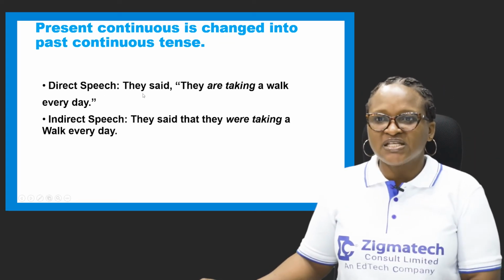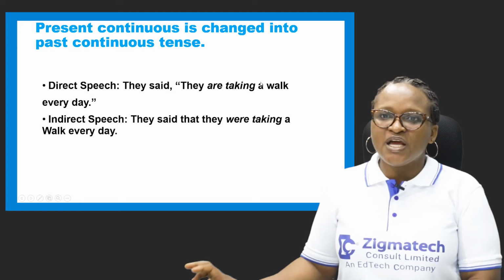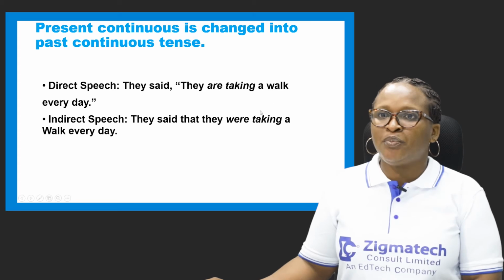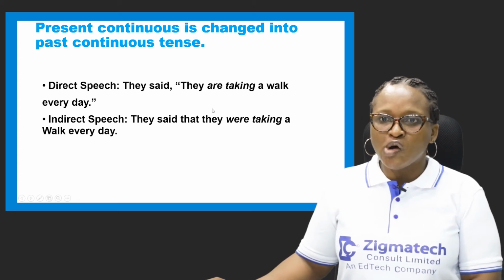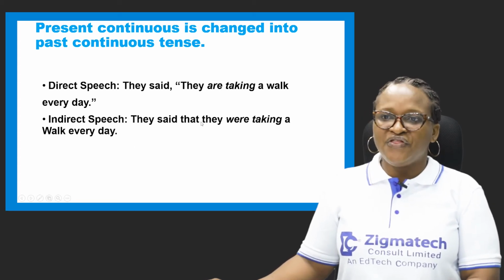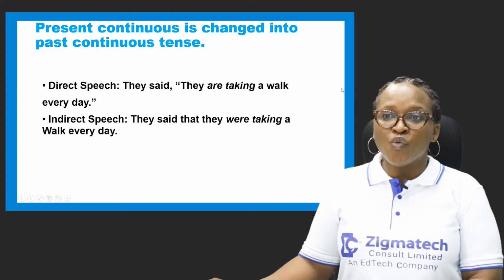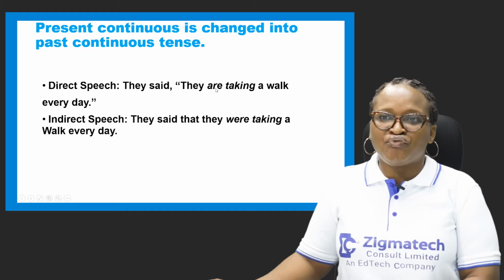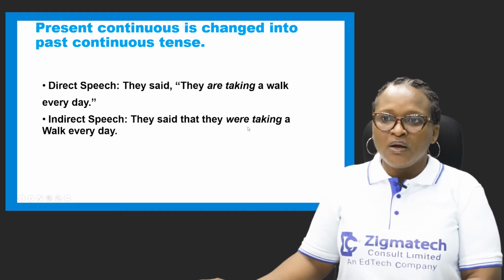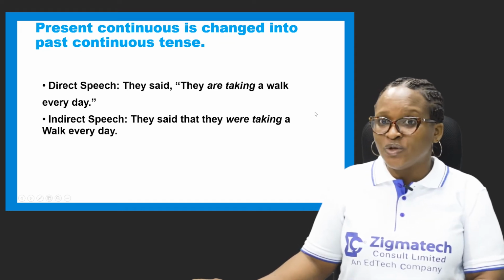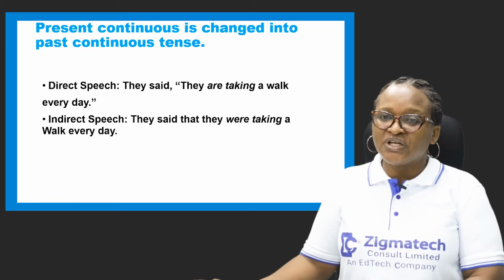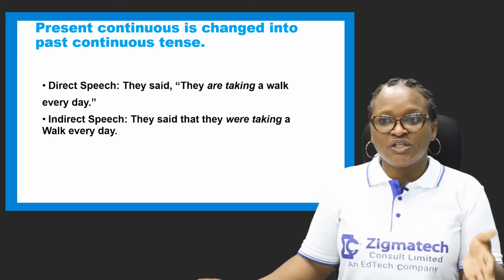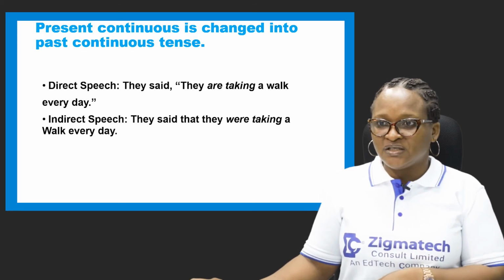But here the direct speech says, they are taking a walk every day. So we are changing the present continuous to past continuous. So it becomes, in our indirect speech, they said that they were taking a walk every day. So you see that we changed are, which is in present continuous, to were, which is the past continuous. One of the rules we looked at, don't forget, is that when you have a present continuous in the direct speech and you want to change to indirect speech, you're changing it to your past continuous tense.